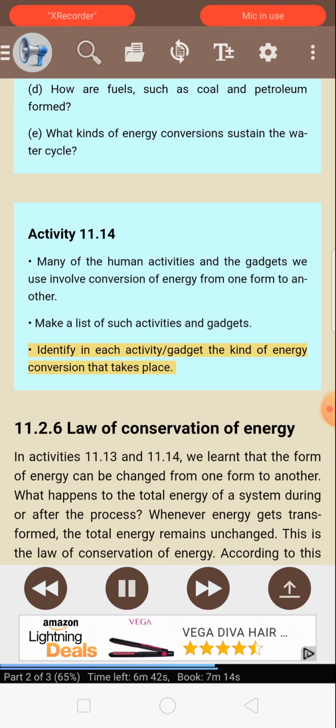11.2.6 Law of conservation of energy. In activities 11.13 and 11.14, we learned that the form of energy can be changed from one form to another. What happens to the total energy of a system during or after the process? Whenever energy gets transformed, the total energy remains unchanged. This is the law of conservation of energy.